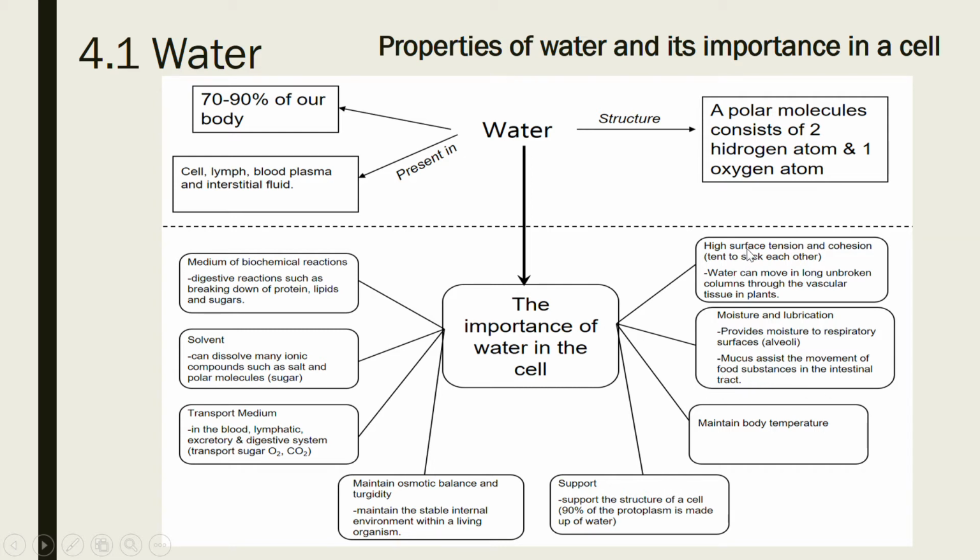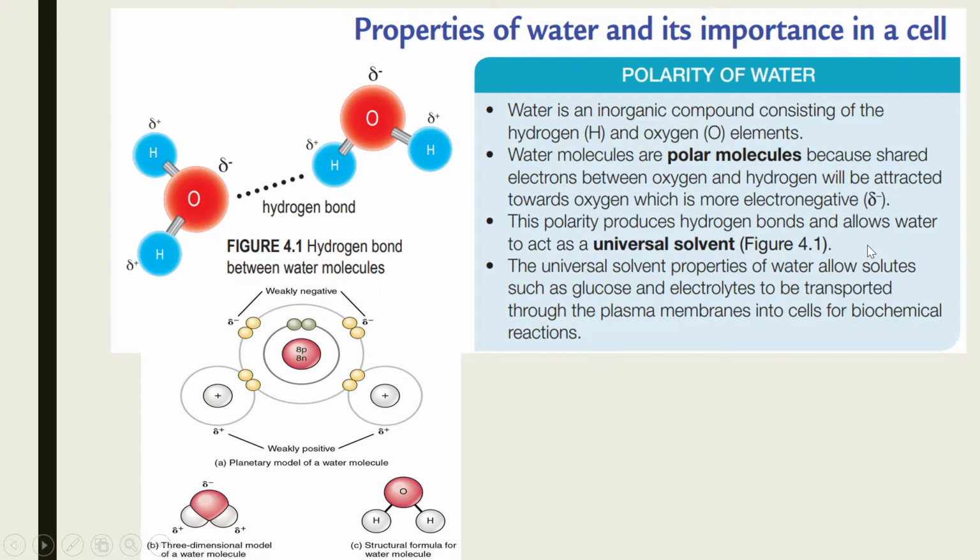Another one is that it has high surface tension and cohesion, which means water molecules tend to stick to one another. This enables water to move in long unbroken columns through the vascular tissue in plants, and we're referring to the xylem particularly. So we'll be looking at these cohesive and adhesive forces later on.